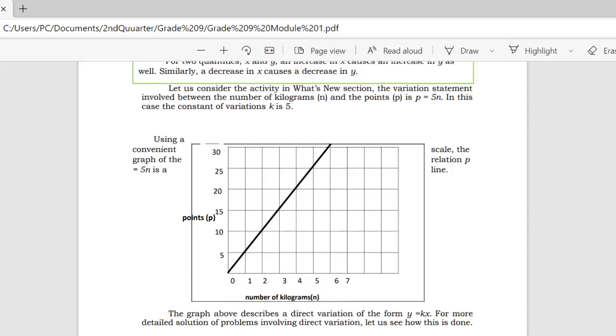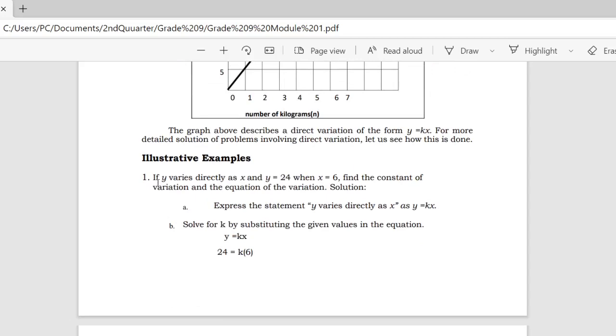Next, another illustrative example. If y varies directly as x, you will consider this statement first. Y varies directly as x. And this statement can be written as a mathematical statement, which is y equals kx. So, this is it for now. Y varies directly as x, and this can be translated in this way, which is y equals kx.